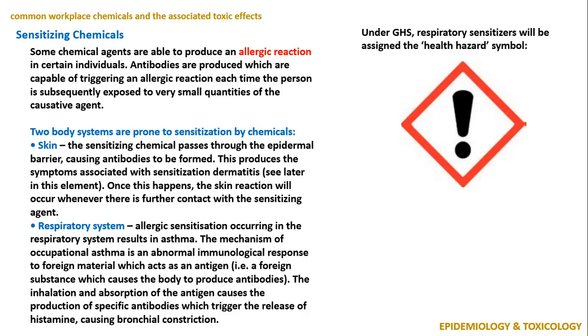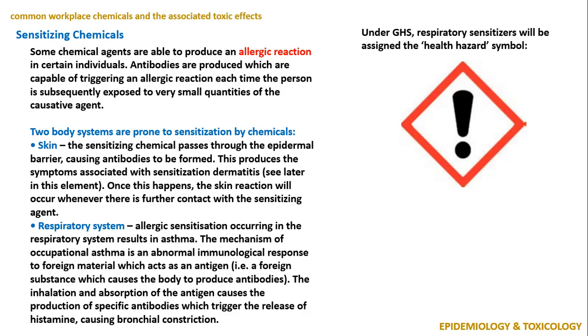The two body systems prone to sensitization by chemicals are the skin and the respiratory system. So basically it causes an allergic reaction. For the skin, the sensitizing chemical passes through the epidermal barrier causing antibodies to be formed, and this produces the symptoms associated with sensitization dermatitis. Once this happens, the skin reaction will occur whenever there is further contact with the sensitizing agent.